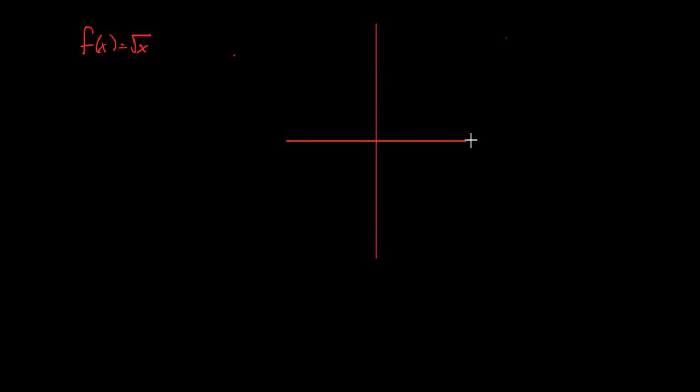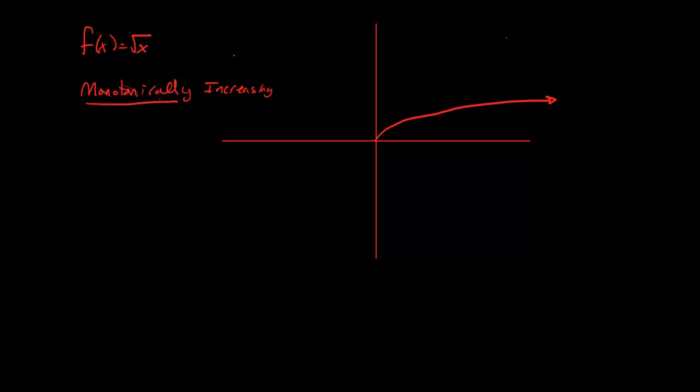If we look at this guy, this is the root function, the square root function. It looks something like this. The one thing that we know about the square root of x is that it is monotonically increasing. Monotonically is a neat way of saying mono means one, and tonicity, I believe, means direction. So it is increasing in one direction. So we know this function is always going up.